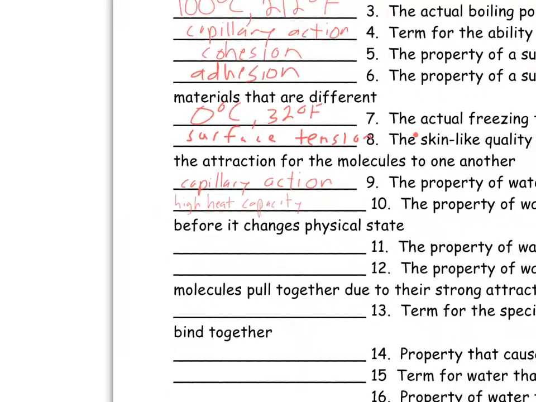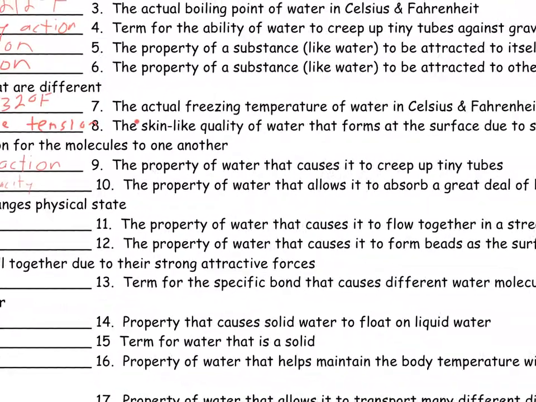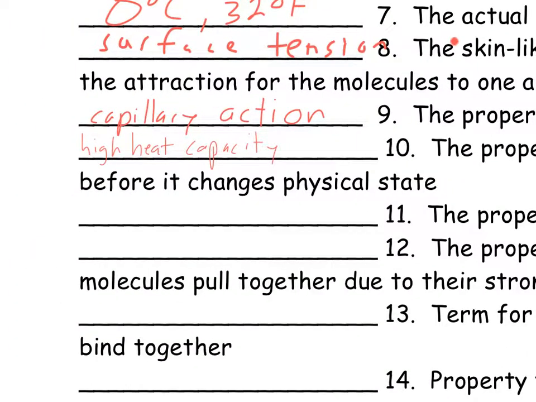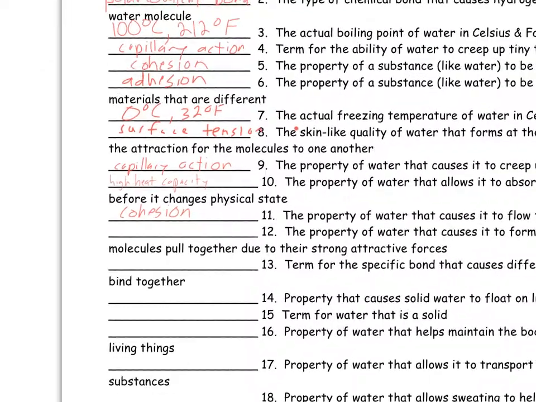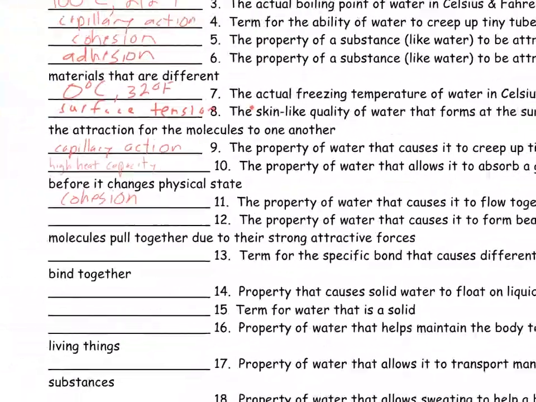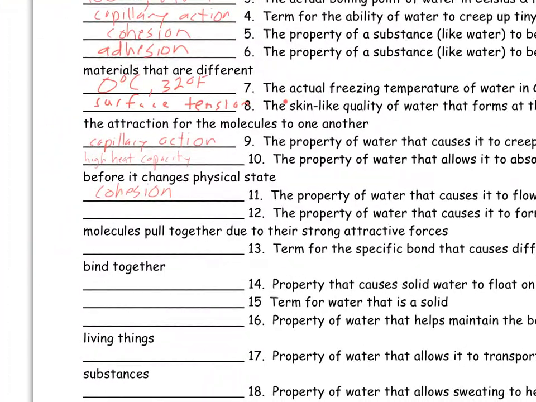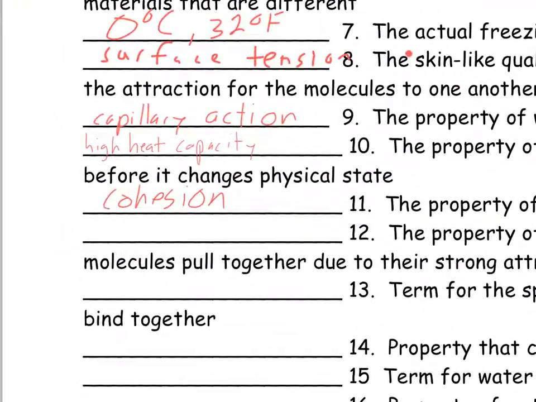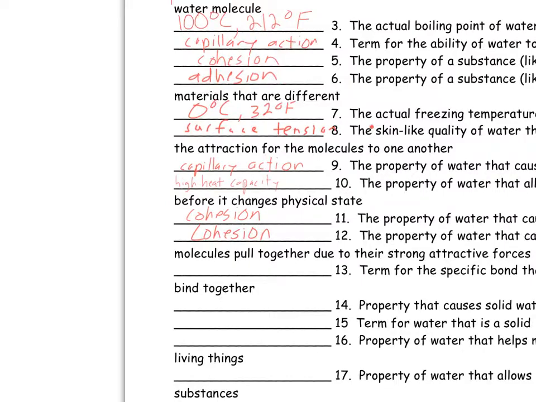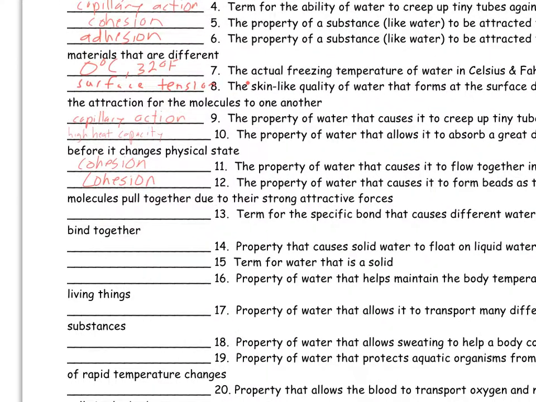All right, 11. Property of water that causes it to flow together in a stream. Cohesion. 12. Property of water that causes it to form beads at the surface because the molecules pull together due to their strong attractive forces. That is also cohesion. You notice cohesion is kind of a big deal, right? Yeah. Very much so.